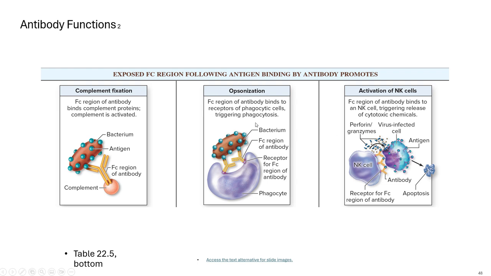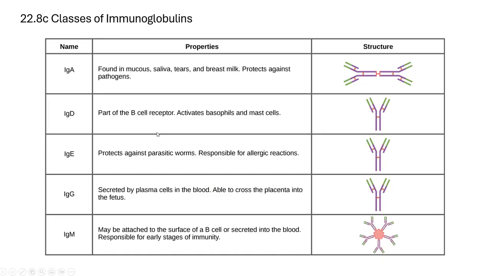They can also perform something called opsonization, where they bind to receptors of phagocytic cells, triggering phagocytosis, so that engulfing of cells, and then they can also stimulate the release of cytotoxic chemicals from cells like natural killer cells, right? So that same perforin and granzyme process that we talked about when our cytotoxic T cells become activated, right? Here you can see various types of immunoglobulins, antibodies.